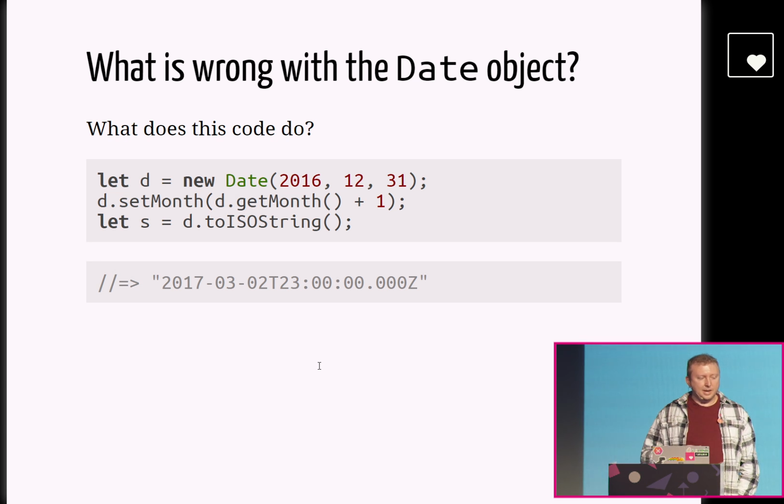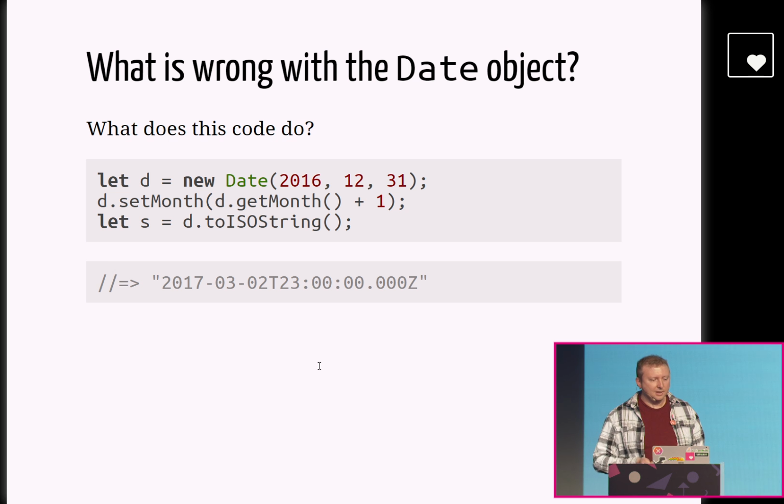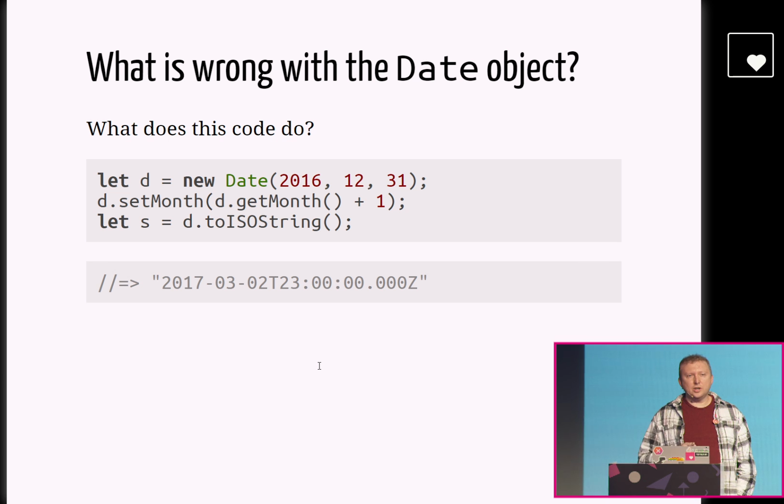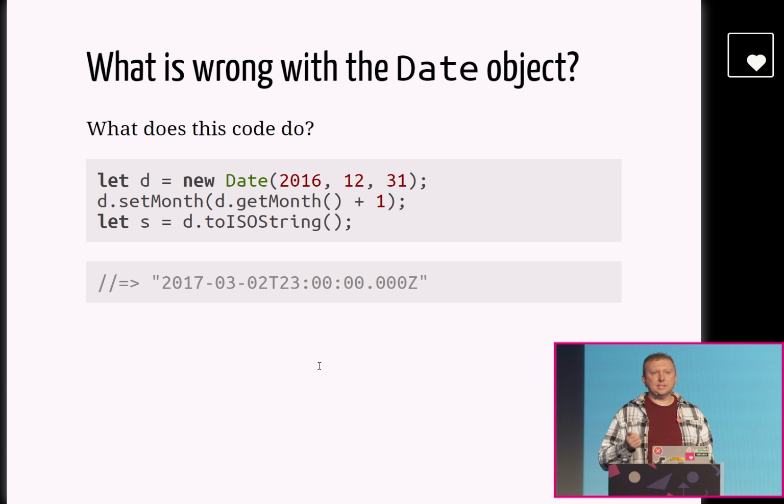So not only do I end up on March 2nd, because I actually started on January 31st, I went to February 31st, which doesn't exist. So I went into March, and then I went back an hour for UTC.